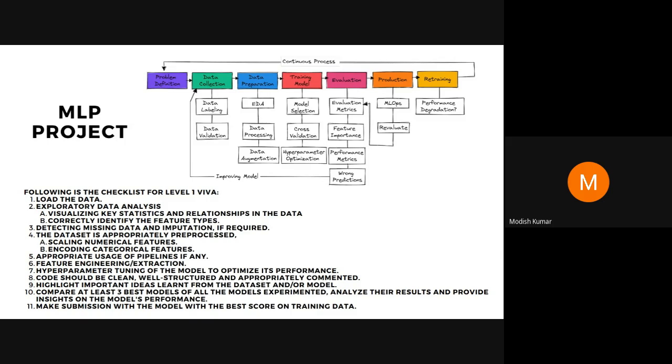No, I am saying before. Till now, I'm not able to see any registration link for the MLP project. Okay, so let me clarify that as well.